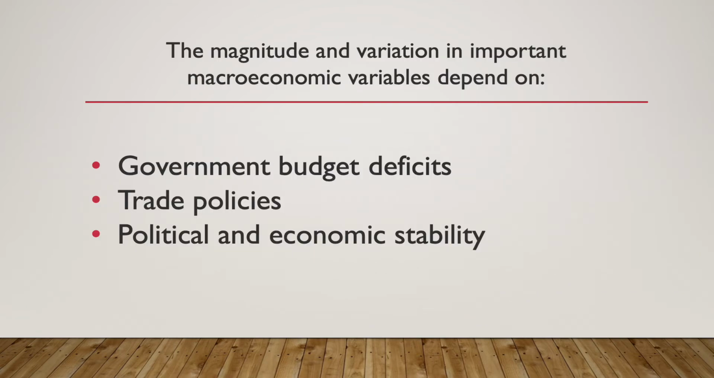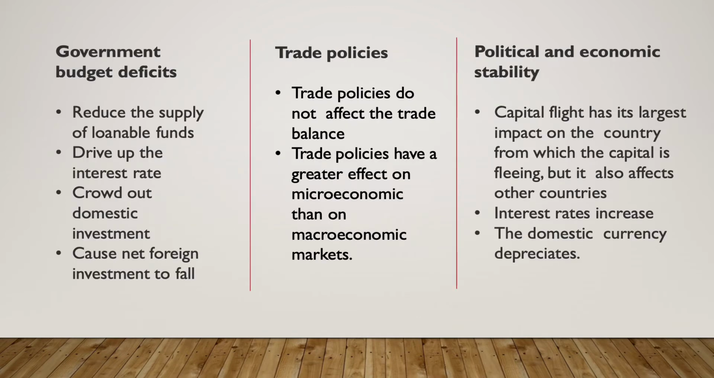Last but not least, the magnitude and variation in important macroeconomic variables depend on the following. First, government budget deficits. Second, trade policies. Third, political and economic stability. Okay, the first one, government budget deficits. It will reduce the supply of loanable funds, drive up the interest rate, crowd out domestic investment, and cause net foreign investment to fall. The second one, trade policies.